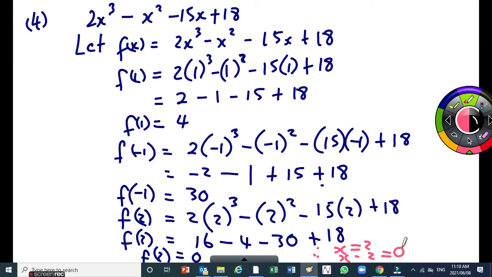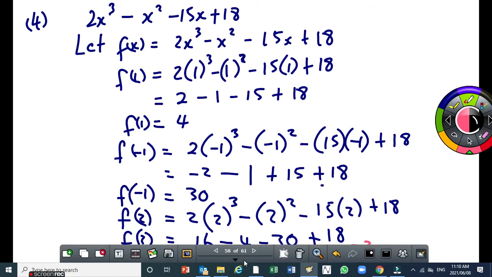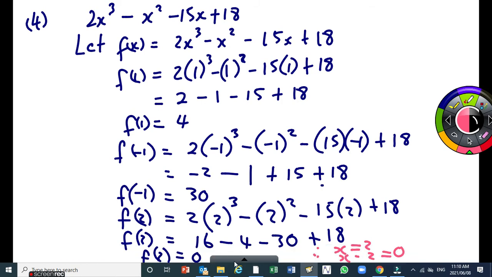Remember, you could also try f(6), f(10), but in most cases you don't go as far as large values. If the question is asking you where you are not supposed to use the calculator, then you get marks for doing trial and error and using the factor theorem.